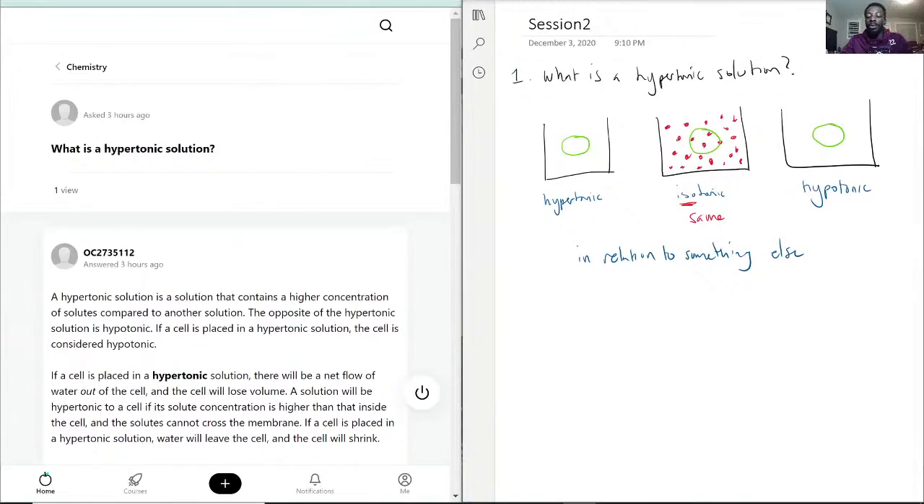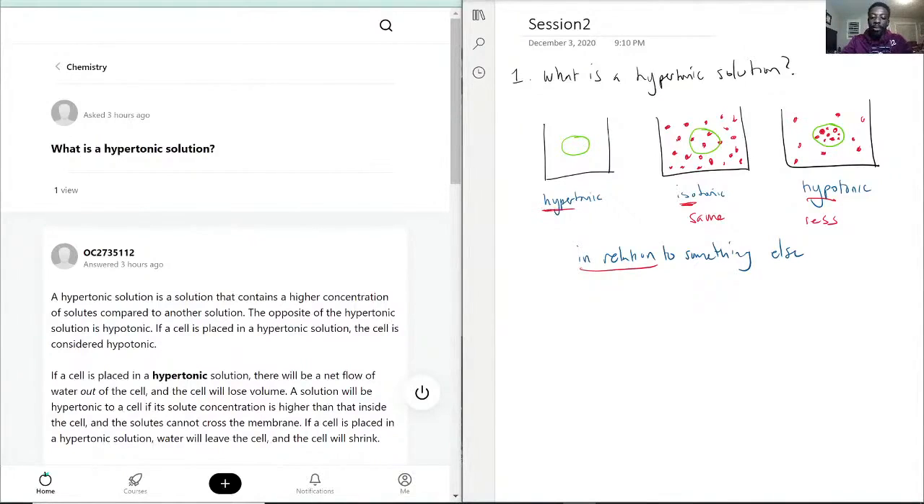Now, hypotonic means less. We're going to have a difference here, with quite a high concentration inside the ball, and it's going to look like this. This right here would be a good example of hypotonic, because the solution is less concentrated than what's inside the ball. And remember, this is all in relation to something else.